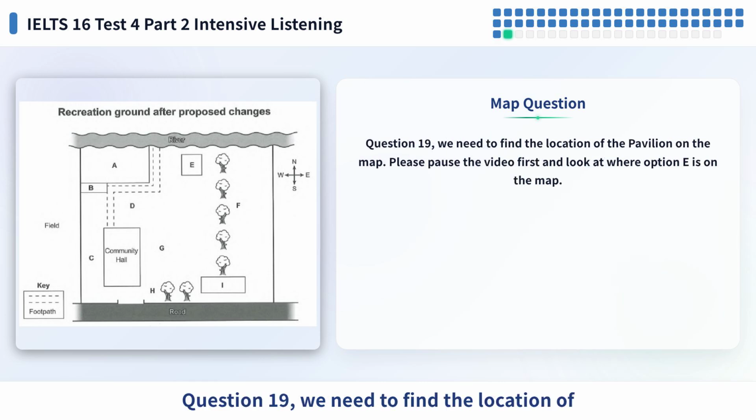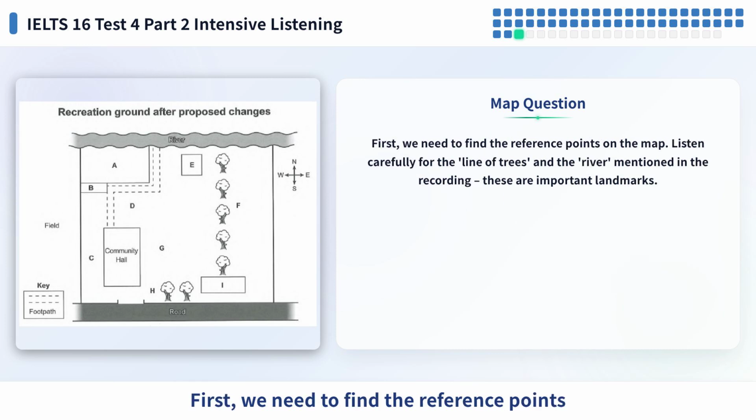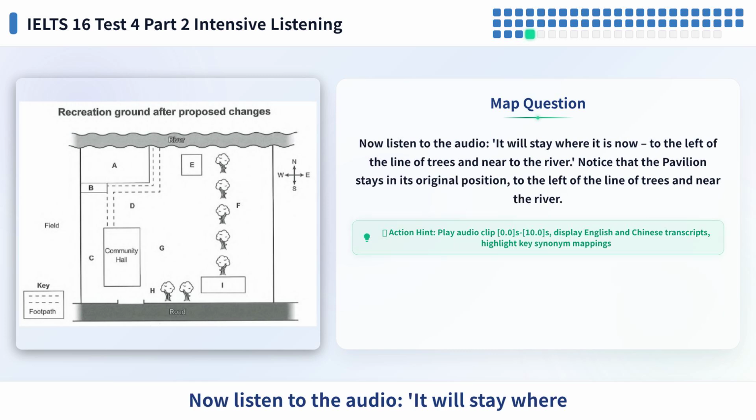Question 19. We need to find the location of the pavilion on the map. Please pause the video first and look at where option E is on the map. First, we need to find the reference points on the map. Listen carefully for the line of trees and the river mentioned in the recording. These are important landmarks. Now listen to the audio.